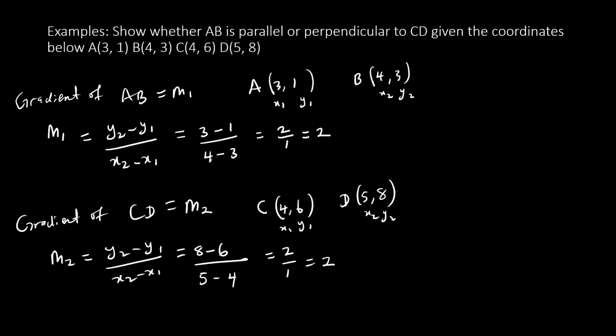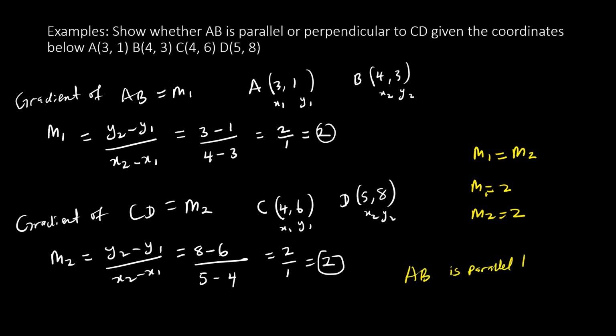Since the gradient of AB equals the gradient of CD, since we got the same thing here and here, we can say that line AB is parallel to line CD. We should remember that the condition for parallelism is M1 must be equal to M2. Here we now have M1, which equals 2, and also M2, which equals 2. Therefore, line AB is parallel to line CD.